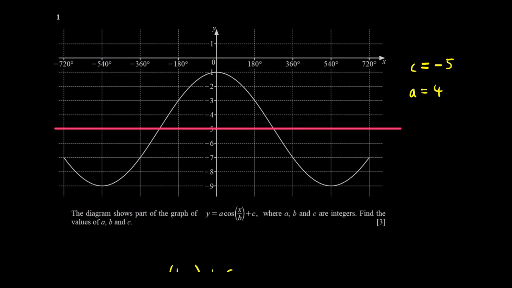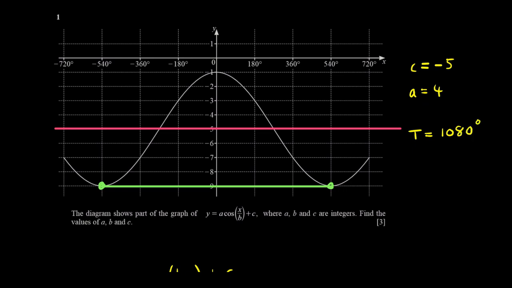Now, what about getting b? Well, I want to think first in terms of the period. The period is the distance of one complete wave. So one complete wave is going to be that distance there, because I start here, have one full wave like that, all the way to there. How big is that period going to be? Well, it's going to be twice 540, because I start at -540 and go all the way up to +540. And so I know the period T is equal to 1080 degrees.